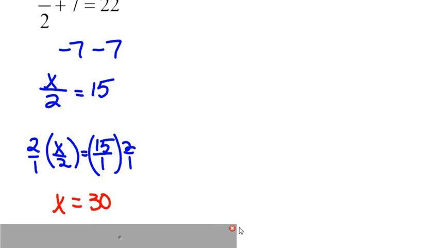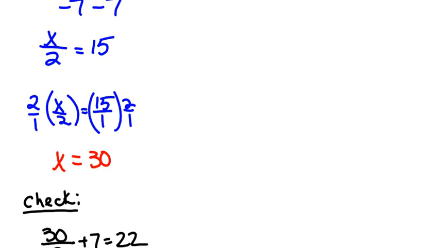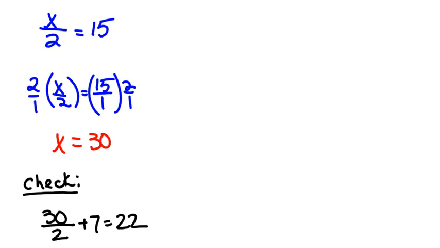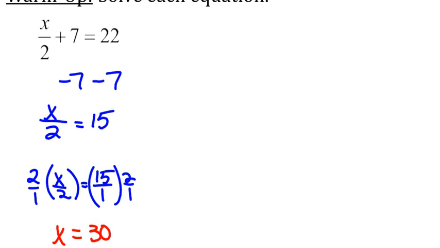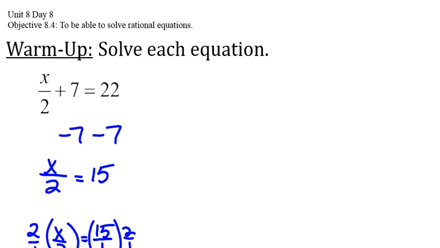If we double check again by putting 30 back into the expression to make sure it's balanced, we know 30 divided by 2 is 15, and if we have 15 and 7, it gives back our 22. So a quick review of working with a linear equation, because we have one variable, undoing it to solve for that value of x.